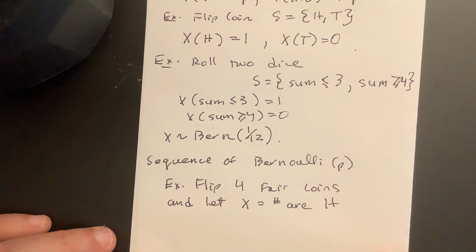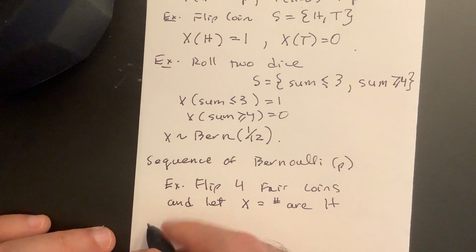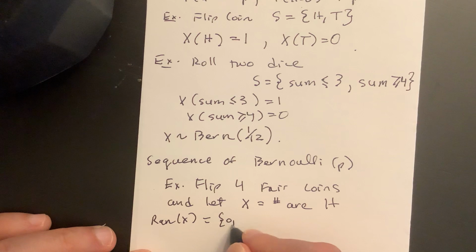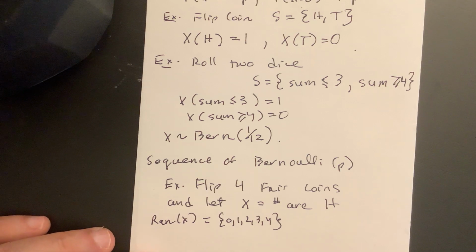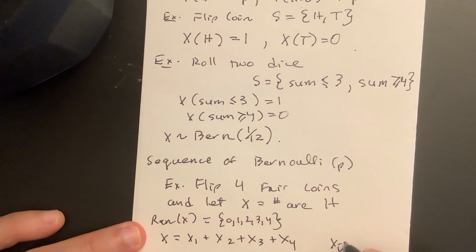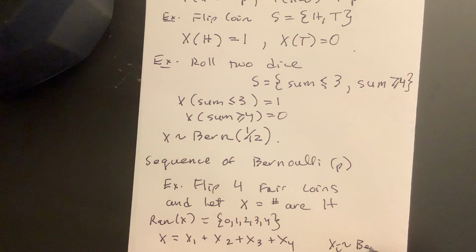Okay. All right. Well, X could be, then, the range of X is just 0, 1, 2, 3, 4. And I can think of X as the sum of 4 Bernoullis. So X is also, we could think of X equals X1 plus X2 plus X3 plus X4, where the Xi are Bernoulli 1/2 and independent.